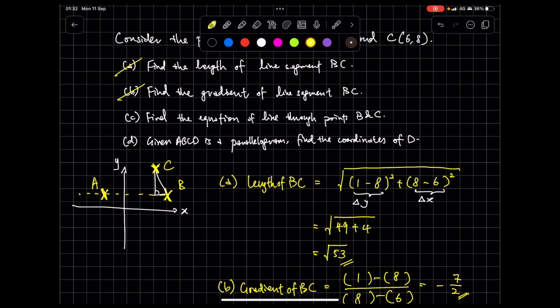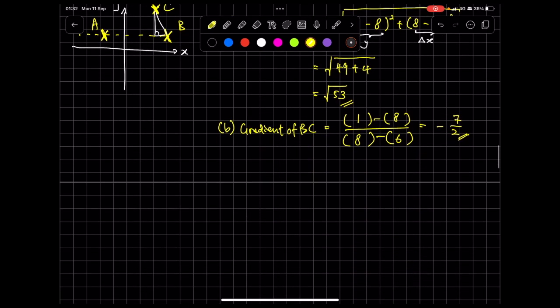Part C. Find the equation of the line going through points B and C. We know that the gradient of BC is negative 7 over 2. We're going to write down y equals mx plus c first. So we're going to sub in the gradient, which is negative 7 over 2. For the y and x, I'm going to put brackets, and I want to find c.